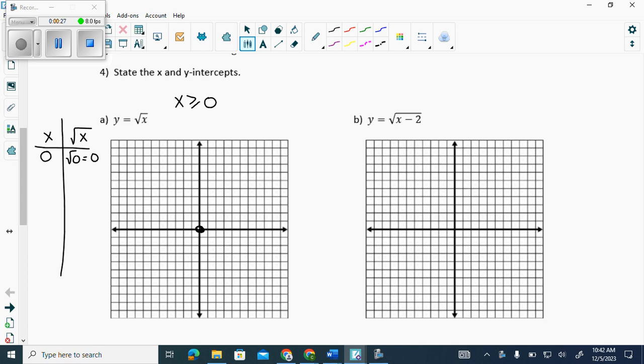What's the only thing that can move that point? What transformations can move that point? Horizontal and vertical translations. They're the only thing that can move it. Why can't stretches or reflections move that point? Because it's 0, and stretches and reflections do what operation? Multiply. When you multiply by 0, what happens? 0. Nothing happens.